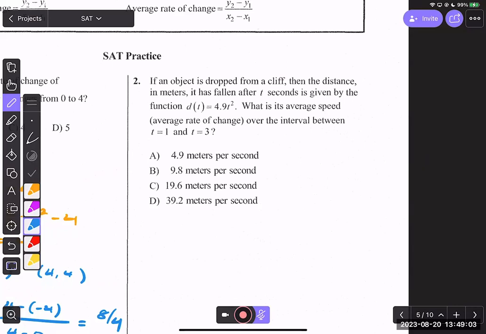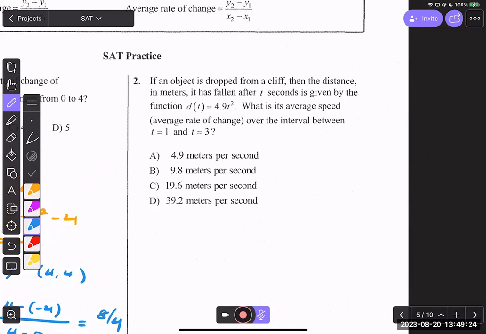So first plug in T1 and then T3. Can you start by reading the question? Sorry. Okay. If an object is dropped from a cliff, then the distance in meters it has fallen after T seconds is given by the function D of T equals 4.9 T squared. What is its average speed, average rate of change, for the interval between T1 and T3?